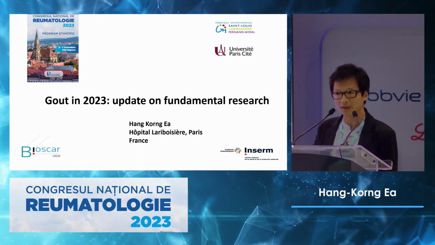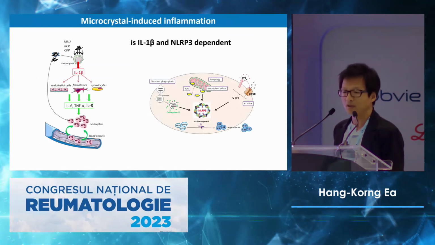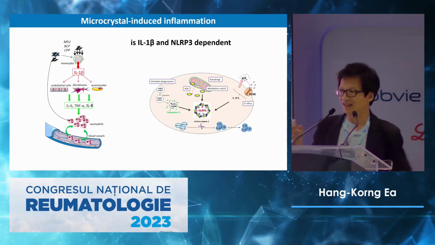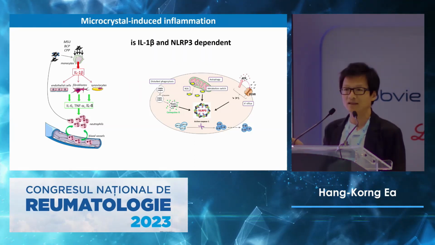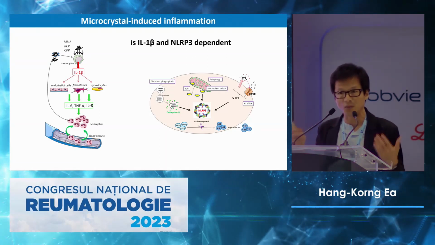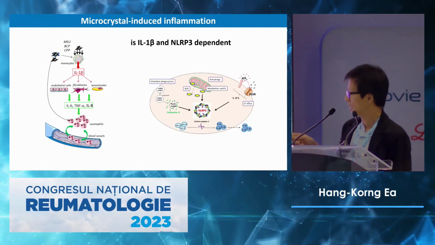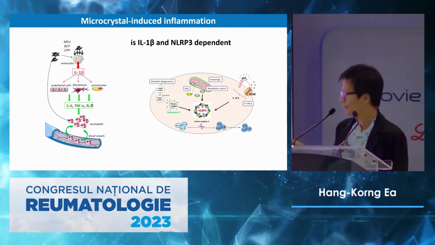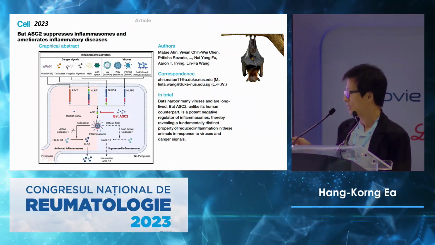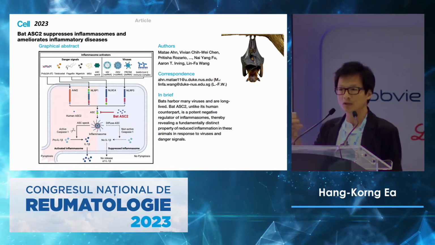how crystal-induced inflammations and how crystals activate the production of IL-1, because we know now, from Leo and Pascal's talks, that gout-induced inflammation is mainly dependent on IL-1. So gout inflammation is an IL-1-driven disease. And the main thing is that we know how IL-1 is produced. IL-1 production is a two-step process.